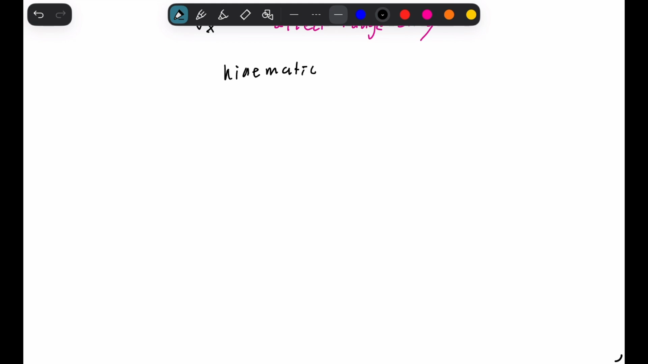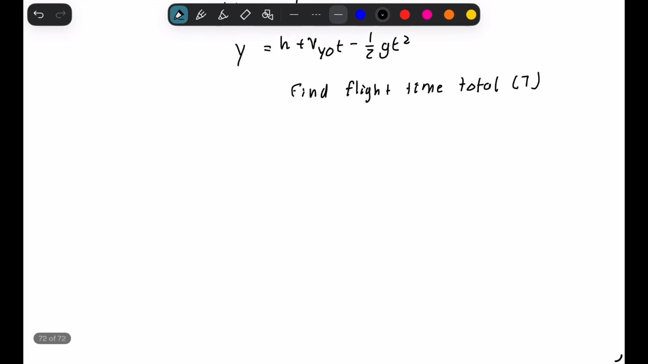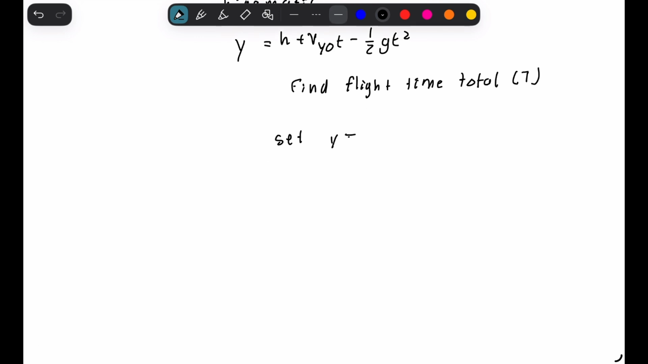Now, if we analyze our kinematic equation, the vertical displacement y of a projectile launched from a height of h is given by v y initial t plus or minus 1/2 g t squared. Now, in order to find the flight time in total, which we'll call t here, we're going to set y equals 0 for the final height. And this is going to be our ground level.